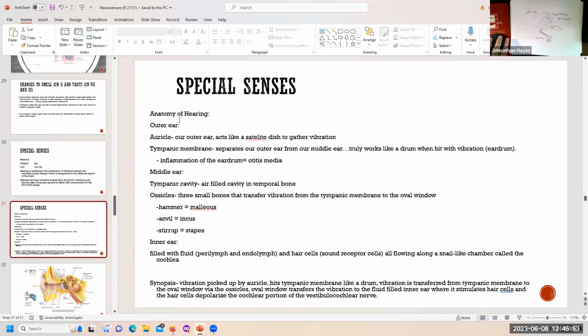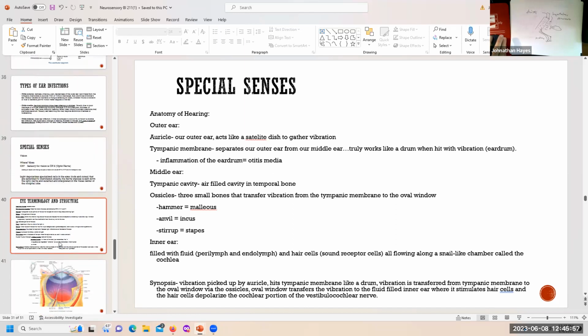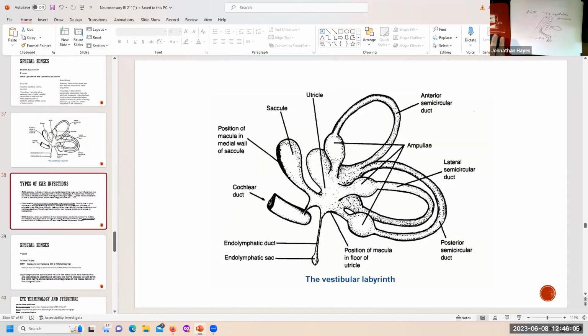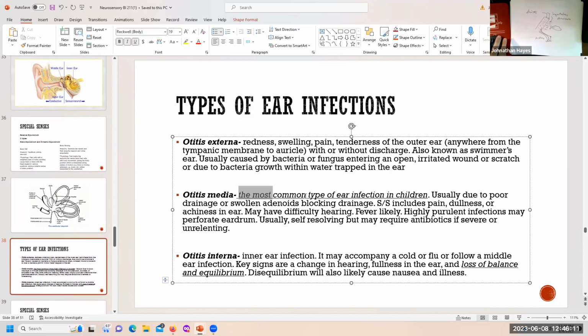So this just gets into the ear. So when you get into ear and eye anatomy, lots of parts, right? Lots of parts and pieces. So just strict vocabulary words. Different types of ear infections. Again, anything that's a superlative, always make sure you know that, because you're going to run into it more often than not.